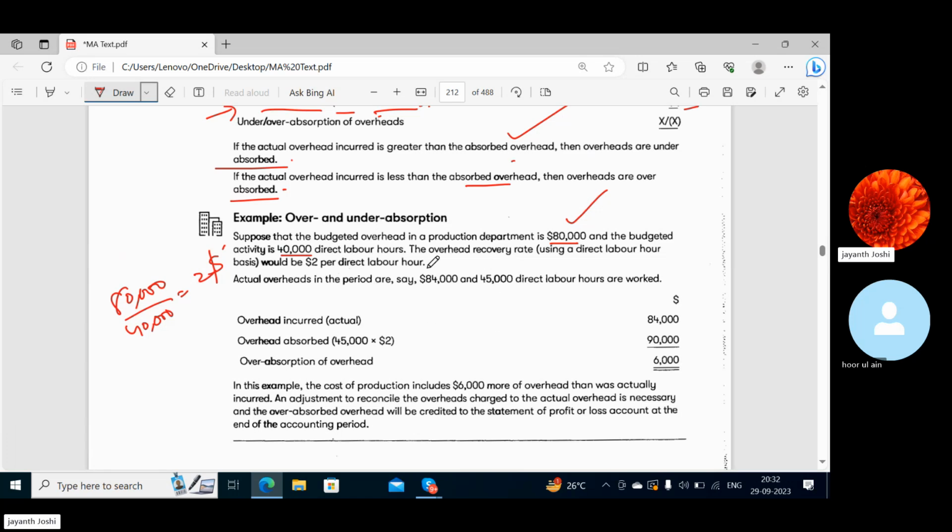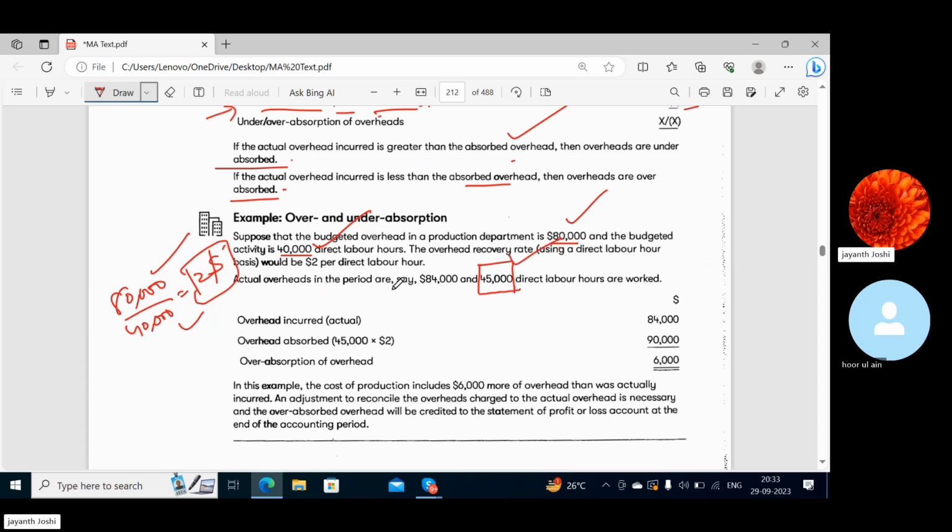But here the activity level is what? That means this is your estimation of the number of hours the labor will work. This is the estimation of the production. This is the estimation of the overhead, that means budgeted overhead, right? So budgeted overhead by budgeted activity level will give you overhead absorption rate, right? Now point number 2 is, what matters for us is the actual activity which has been performed. That matters for us.